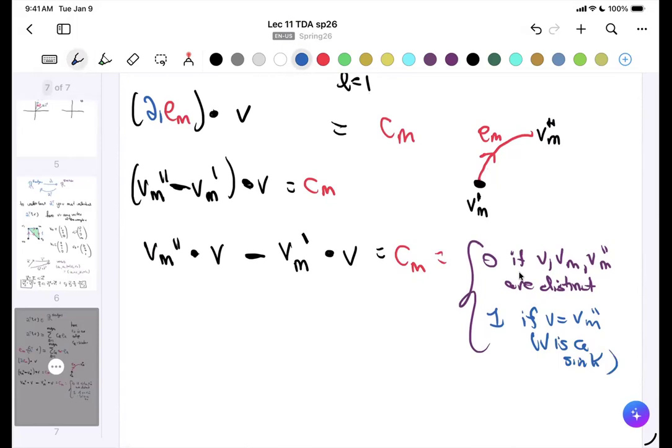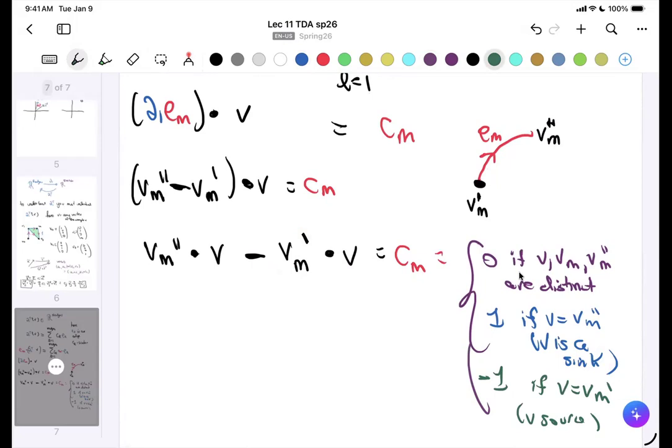And the other possibility would be when V equals Vn prime. Now these two agree, and this dot product would just give you -1. And here V would be a source, right?